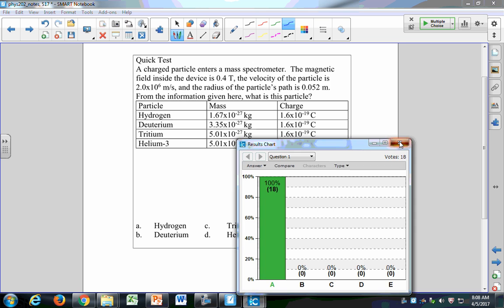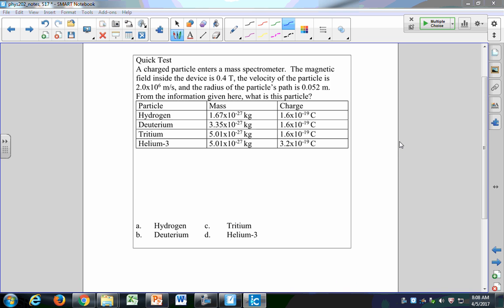Okay, good. Easy peasy, right? So you just say, M over Q is RB over V. You have the values for that. What does the mass to charge ratio come out to be? 1.04 times 10 to the minus 8. So you can probably just determine that this is the one, the 1.67 over 1.6. It's the closest one to 1.04. So you can just stop there and say it has to be hydrogen.